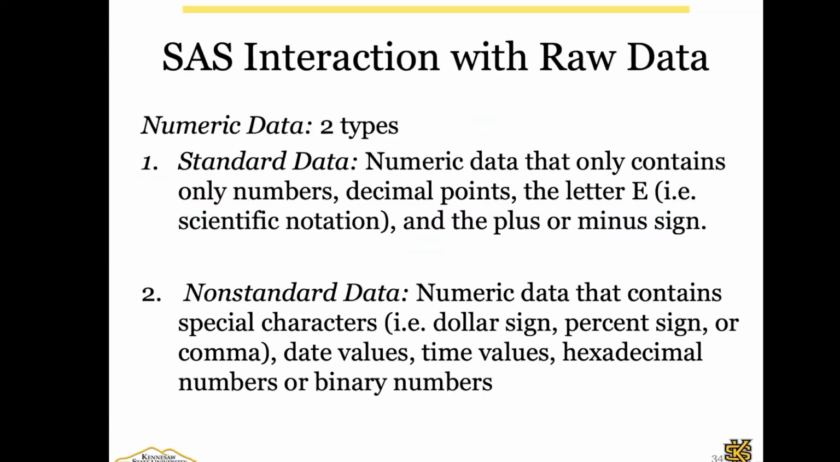Okay, so now let's have again some review on the two types of data that we can have, the numeric one and the non-standard data. The numeric one contains only numbers, decimal points, and the letter E for scientific notation. And we can also have the plus and minus sign as well. But the non-standard data is numeric data that contains special characters like a dollar sign, percent sign, or comma, or something else.